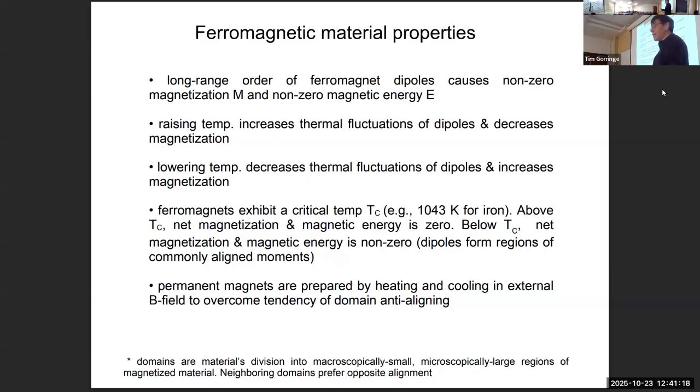This causes a non-zero macroscopic magnetization of the material. That's what a magnet is. It causes a non-zero magnetic energy of the material. That's also what a magnet is.